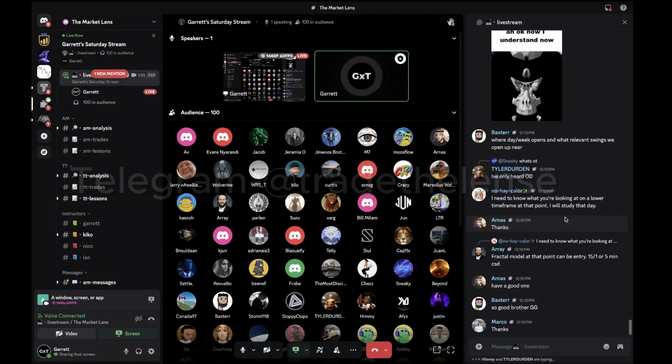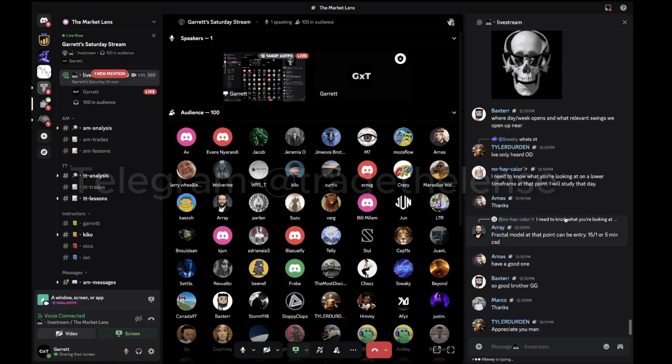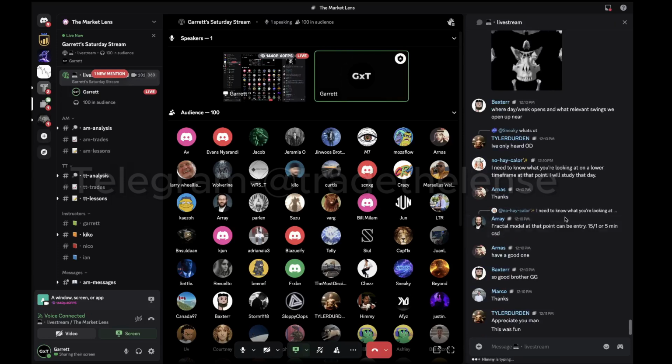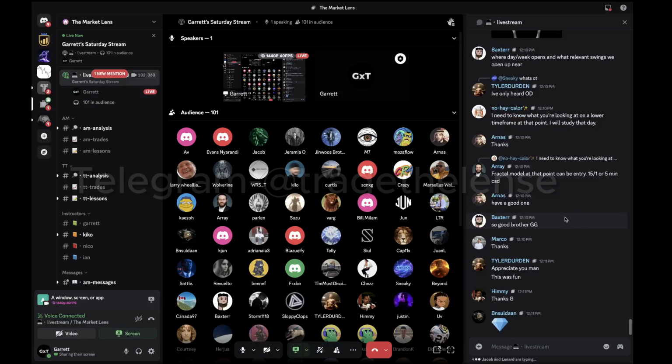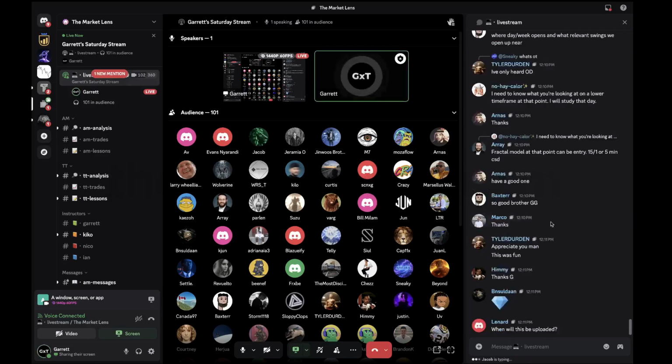This is how you confirm narrative. So again, this is how we actually confirm a GXT model or a low of day, etc. These are actually what's important. It's SMT and drivers. So we'll get into SMT at some point.